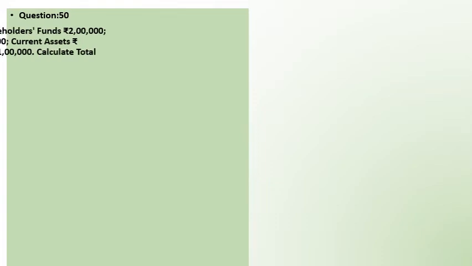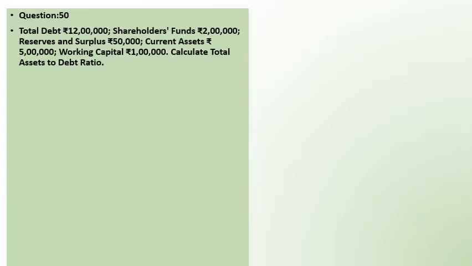Now we have another question with total assets to debt ratio. Total debt is given 12 lakhs, shareholders fund 2 lakhs, reserve and surplus 50,000, current assets is given 5 lakhs, working capital given 1 lakh. So now we have to calculate total assets to debt ratio.